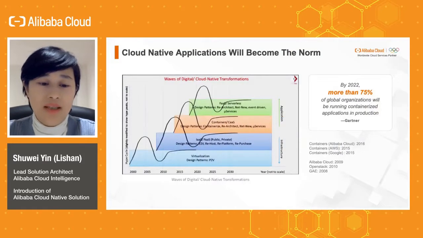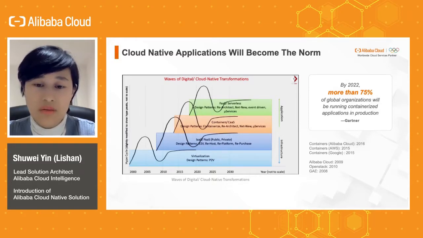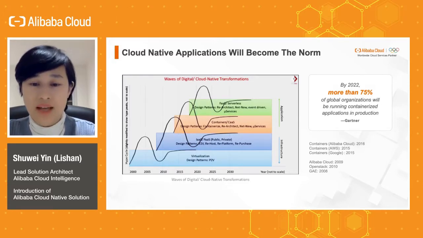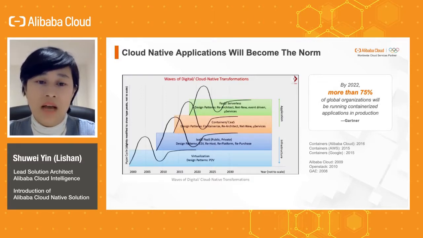As we can see, the evolutionary path from virtualization to infrastructure as code to containers to serverless. So now we are in the containers and serverless era. By 2022, more than 75% of global organizations will be running containerized applications in production. So we know in the next few years, cloud-native applications will become the norm.